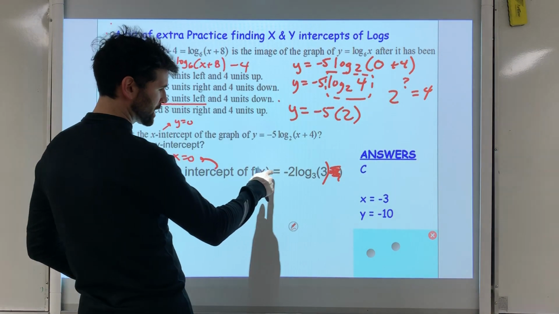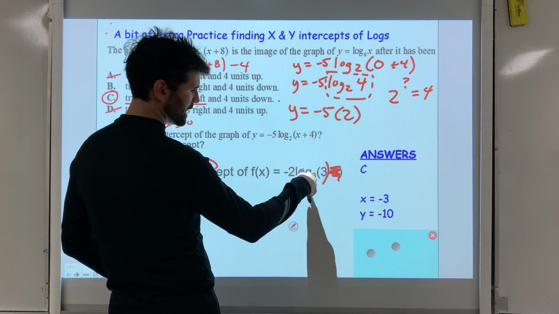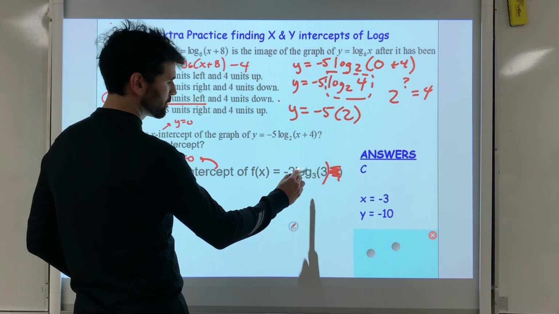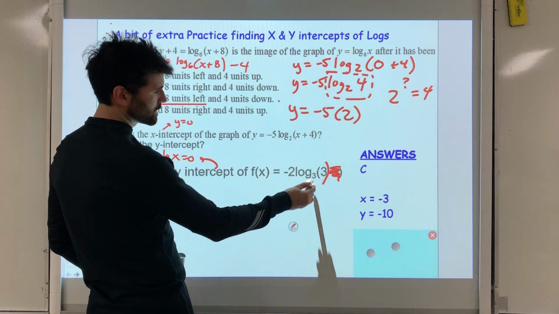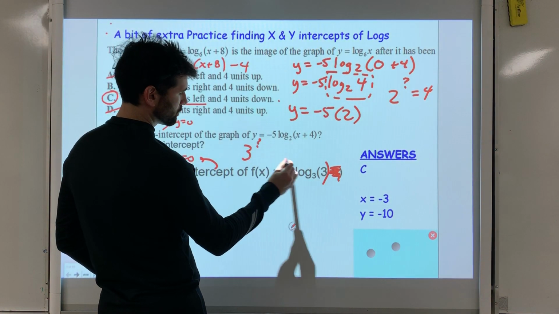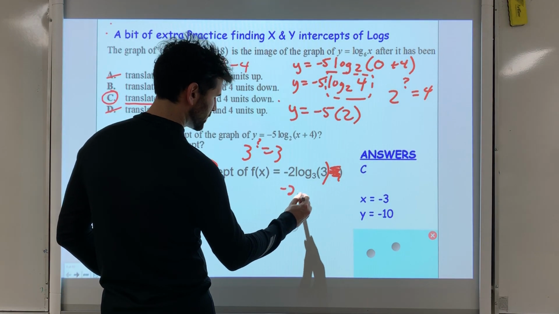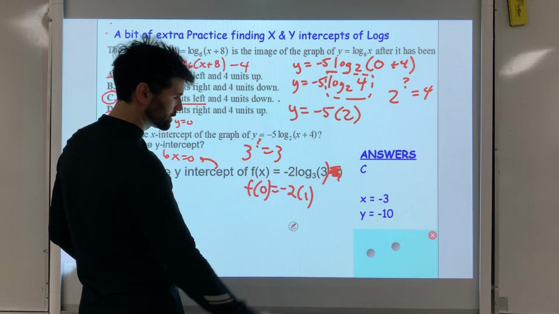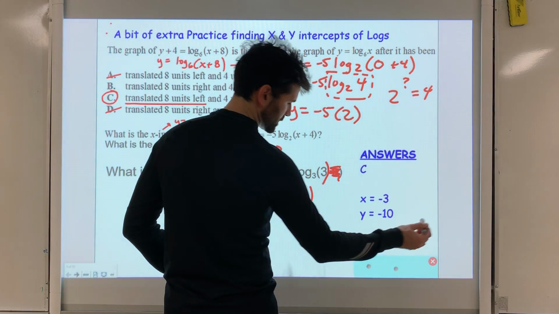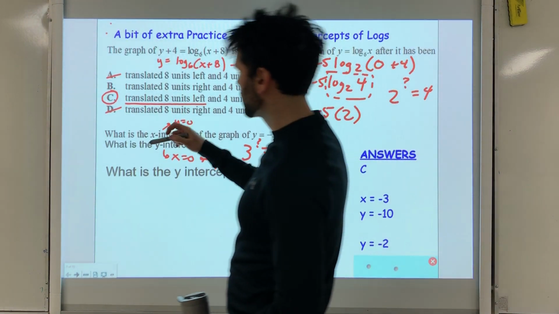So I'm looking at f of x equals -2 log base 3 of 3. Well, once again, you can evaluate that log, right? And remember, when the argument and the base are the same, the answer is 1. The reason is because you're going to say 3 to what power equals the argument. So obviously the answer is 1. So you're going to have -2 times 1, and that's going to be f of 0 equals -2. You're done. Woo! We're back into it. Okay, my brain is booted up.